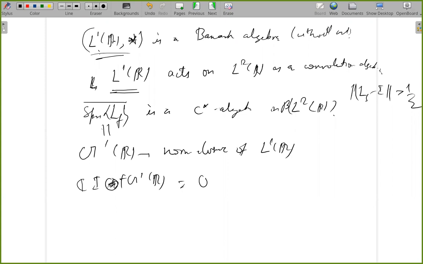Just write it this way. This I'll denote by naught. So this is like a maximal ideal. Just to repeat myself, first of all, you have L1(R) under convolution with itself. It's a Banach algebra without unit.